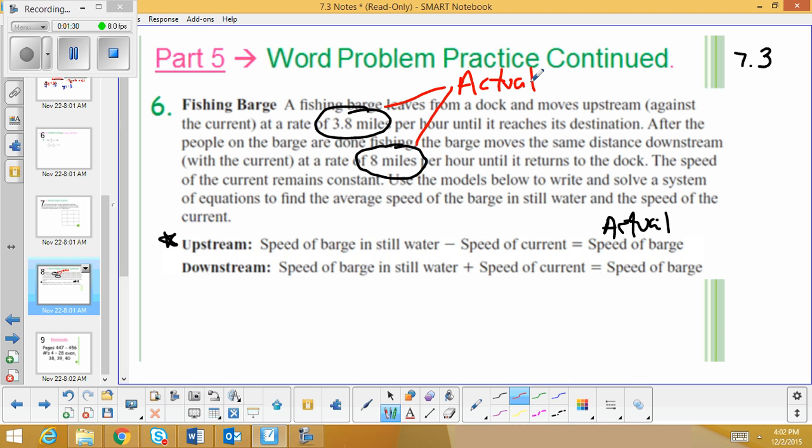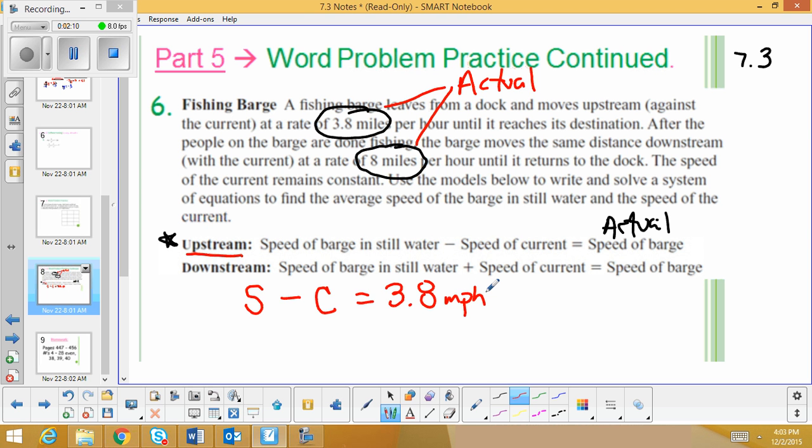So let's look and see if we can set up two true statements that can make two true equations. We've got the speed of the barge in still water, which we don't know. So when it's moving upstream, we have no idea. I'm just going to say S for speed in still water. And I need to take away the speed of the current, which I also don't know. And that's going to be equal to the actual speed. In this case, when it was going against the current, it was 3.8 miles per hour.